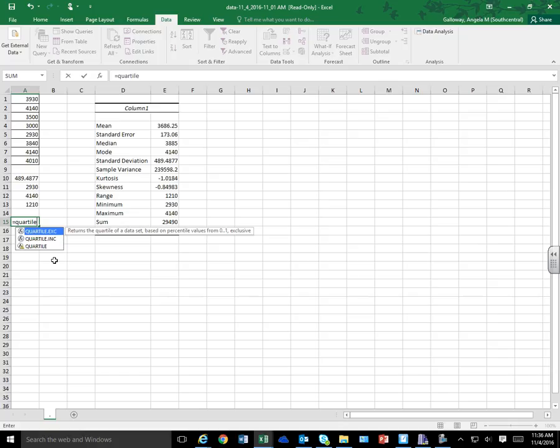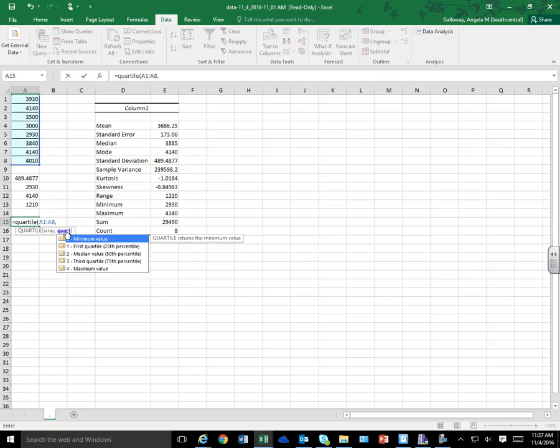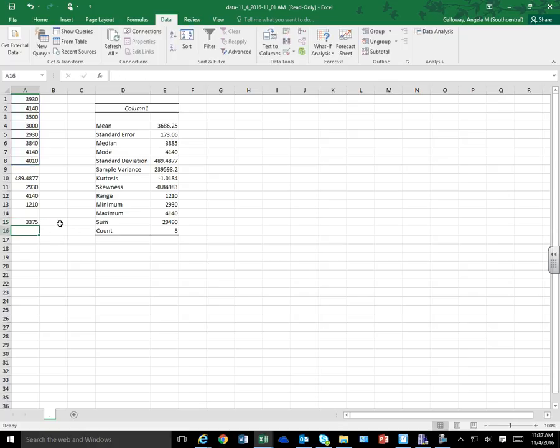Okay, I'm going to do quartile and then parenthesis. It says it wants the array, which is just where your data is. I'm going to highlight that, and then comma, and then whichever quartile I want. It even tells you how to do it as you're typing in. So if I want the first quartile, I can either double click this or I can just put a 1 there. That means I want the first quartile. If I want the third quartile, then I do quartile, highlight my data and do comma 3. So that's how you can get the quartiles using Excel.